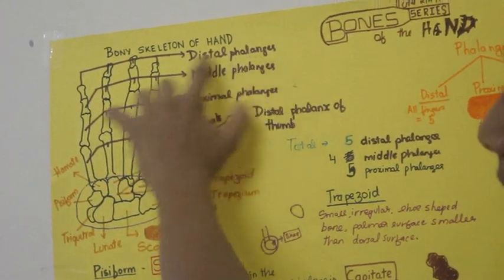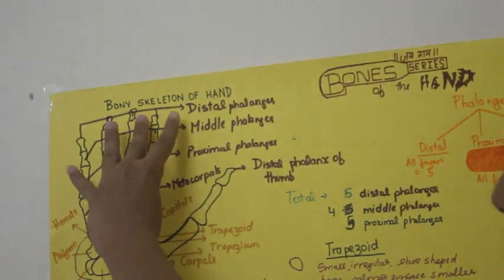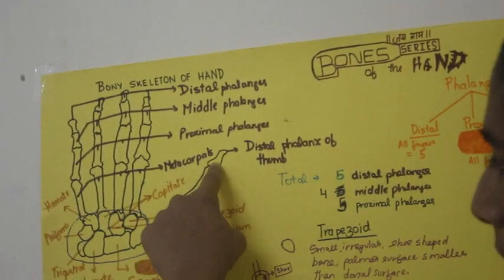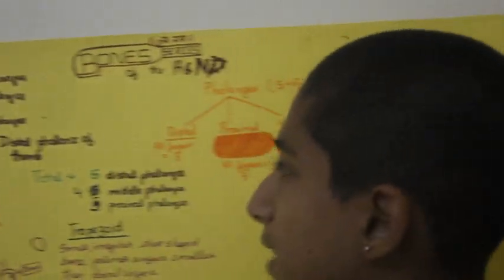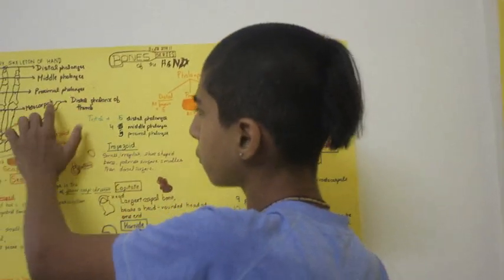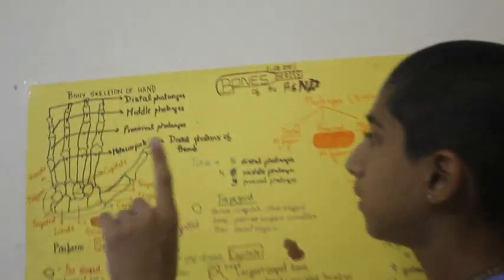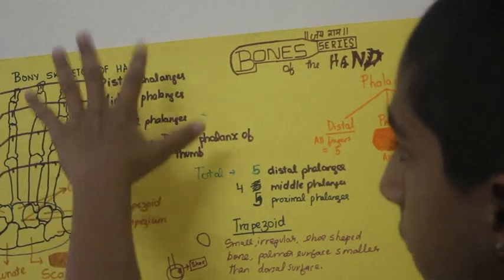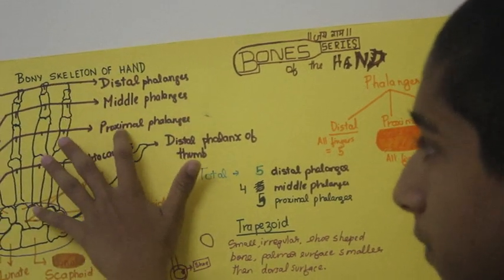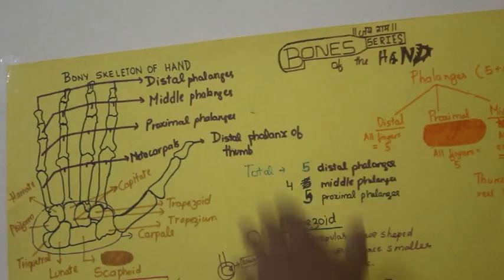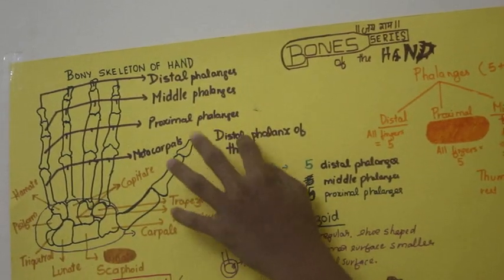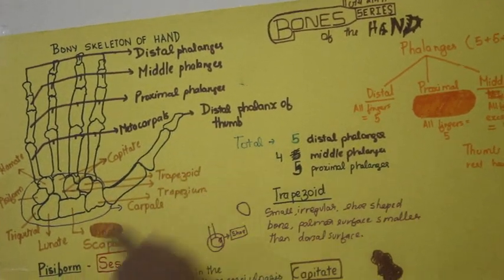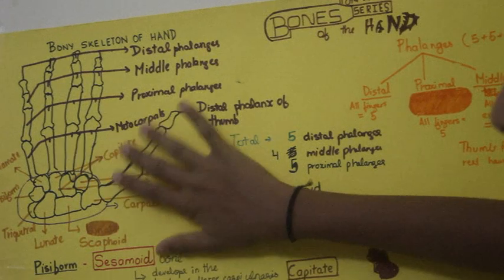This is the distal phalanx, and there are 4 distal phalanges. This is the distal phalanx of the thumb. Phalanx is singular, whereas phalanges is plural. The thumb has only a distal phalanx and a proximal phalanx but doesn't have a middle phalanx, whereas the rest of the fingers have distal, middle, and proximal phalanges. So that's how the thumb is.